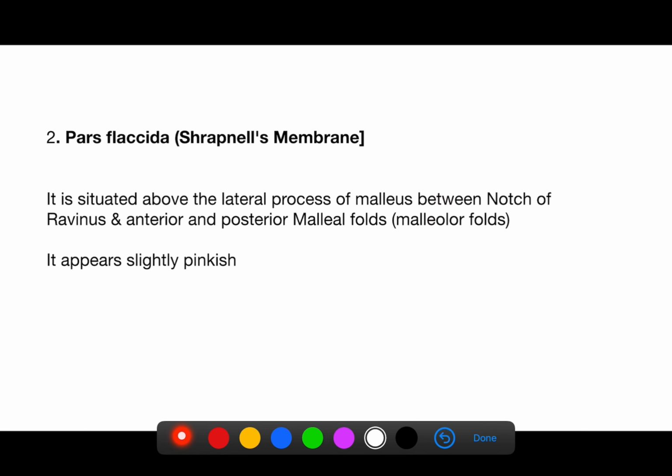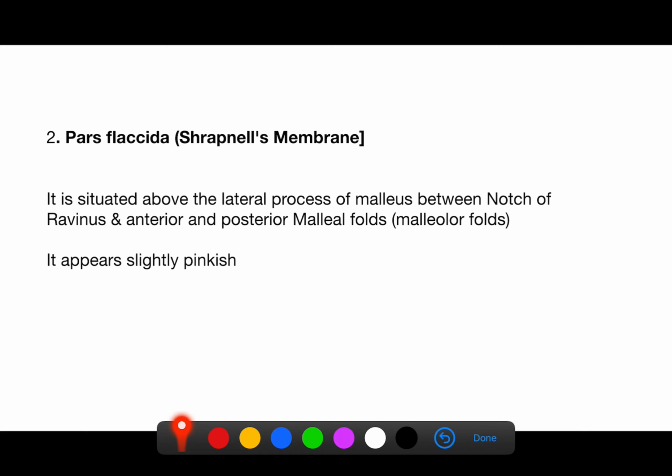Pars flaccida is situated above the lateral process of the malleus, between the notch of Rivinus and the anterior and posterior malleolar folds. It appears slightly pinkish as compared to the pars tensa. This is also called Shrapnell's membrane. We have discussed the parts and layers.